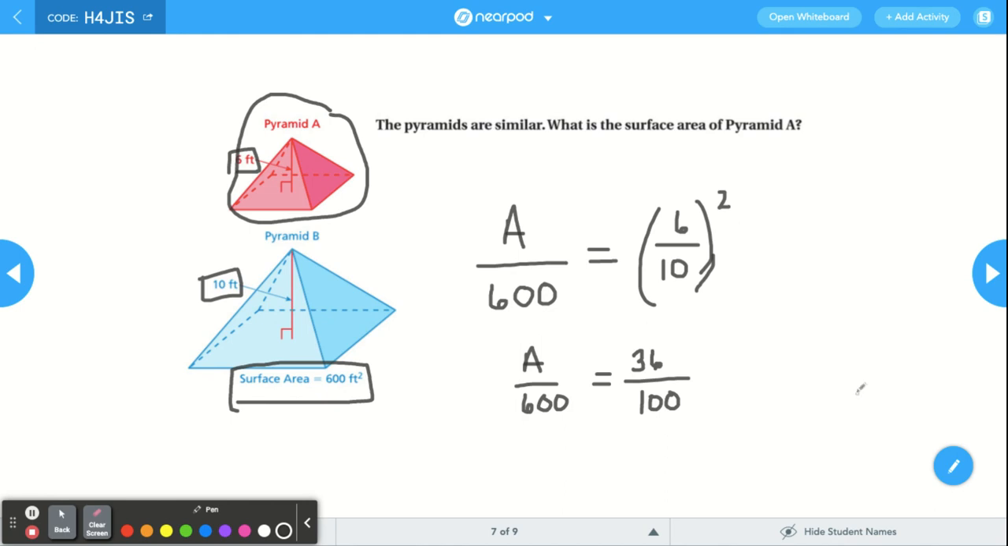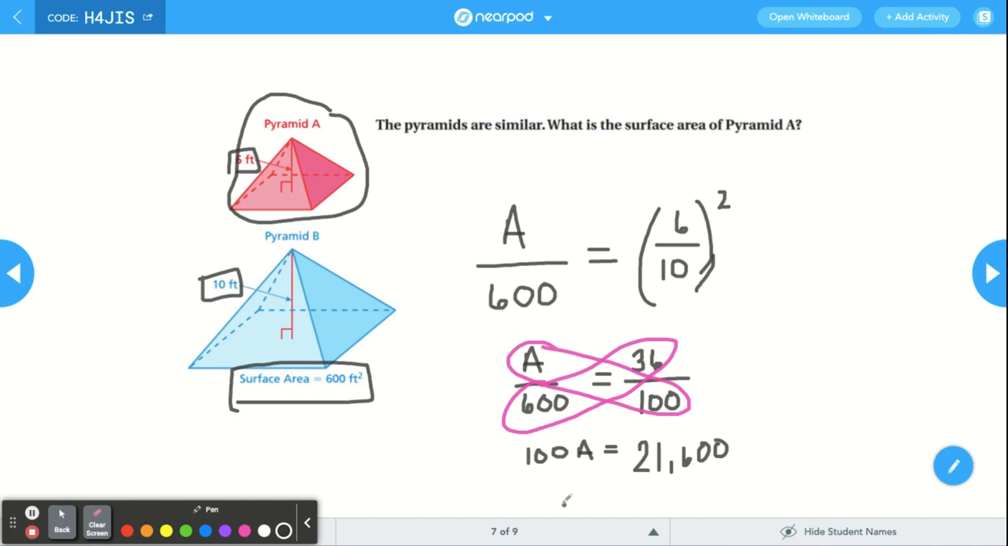All right, so in this case, if you want to try to figure out what one of your missing numbers is, you can find it by doing the cross products. So we'll do it that way, and then I'll show you a separate way in a second. I'm going to get 100A when I multiply 100 times A, and then multiply 36 times 600, which is 21,600.